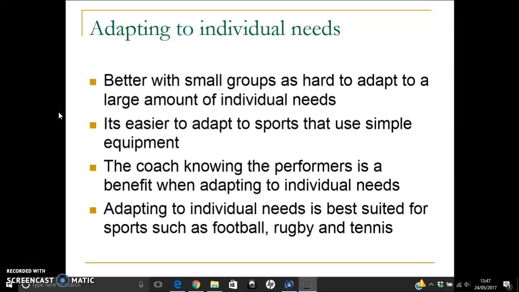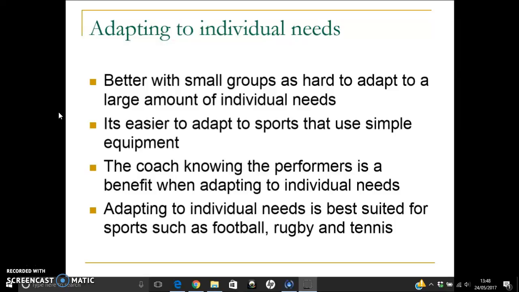The coach also knowing their performer is a benefit, as they know what individual needs they have, what ability they are, and where they could perhaps look to change the session to meet those needs. Whereas if you're going in with a group of people that you don't know, then you're obviously going to struggle to work out what level they are, what their individual needs are, and you won't have any idea of what is going to be needed throughout the session to accommodate the different levels and needs.